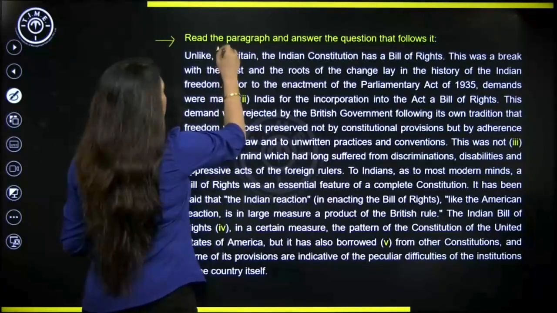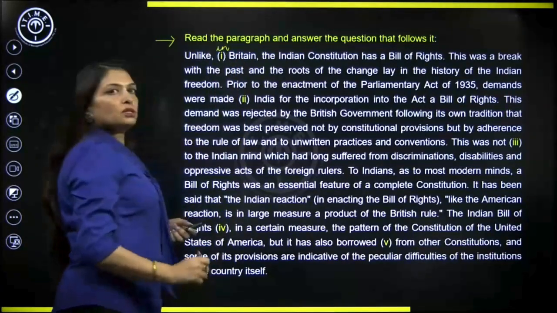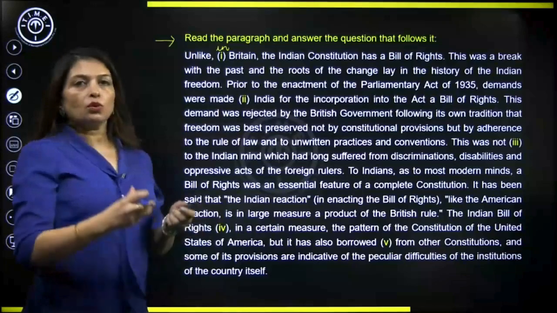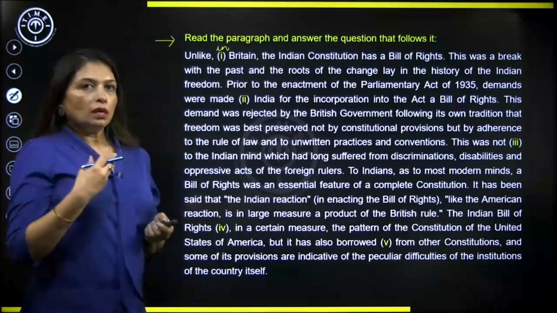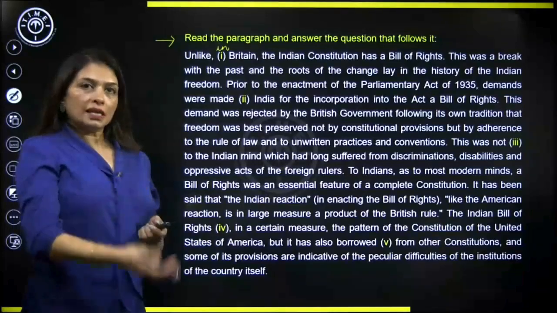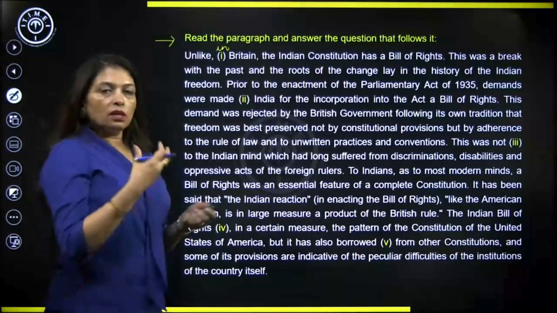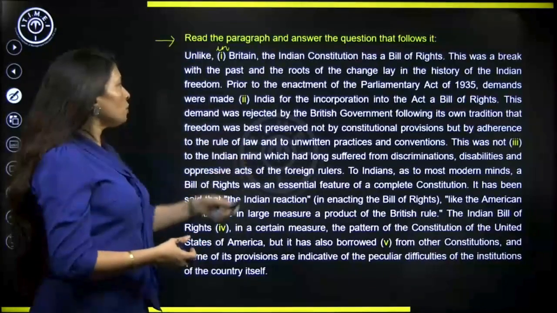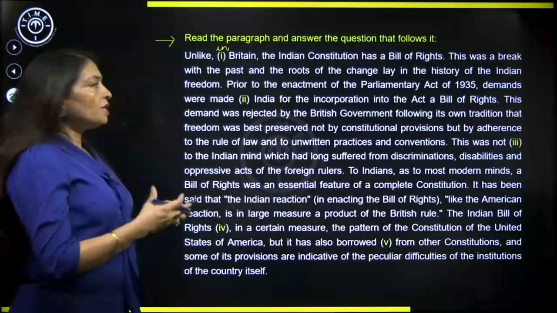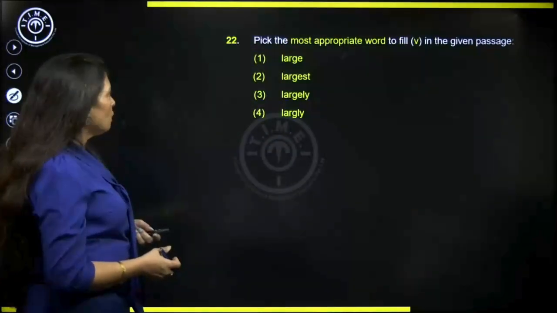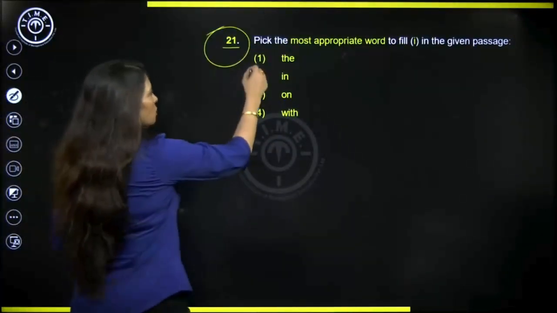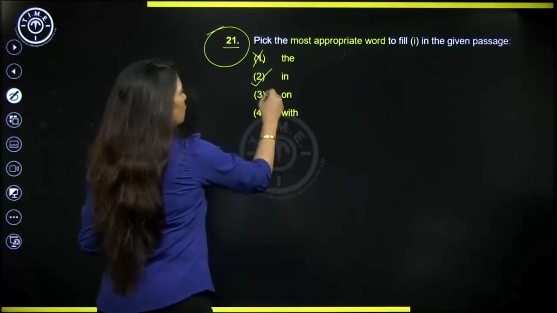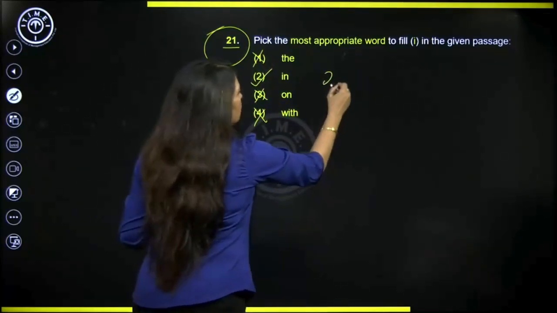It's clearly in, unlike in Britain, because the reference is to a place and what's going on in that place, or what is important pertaining to that place. So, in this country, in this place, in Britain, the Indian Constitution has a Bill of Rights. Okay, so what's the answer? The answer is in. Let me write it here.